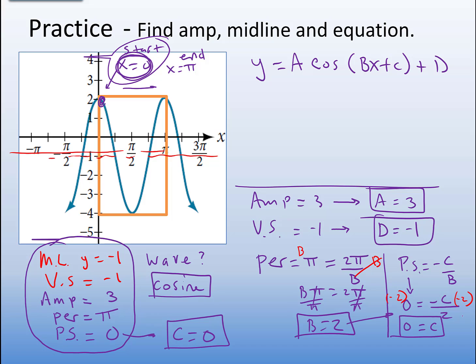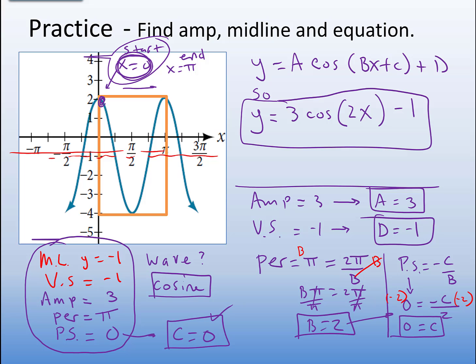So I found it algebraically, and over here I found it intuitively, but I got all the parameters. Alright, so I have my equation. Y equals A, which is 3, cosine of B, which is 2. There is no C value I need to worry about. And plus D, D is -1. And there I have my equation. So that's the equation for that graph right there.